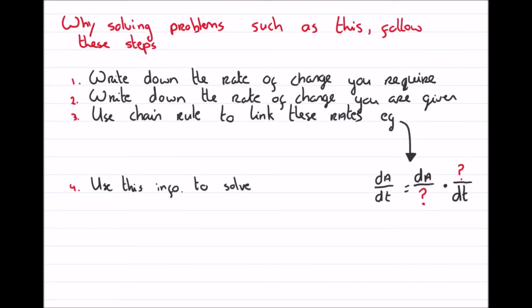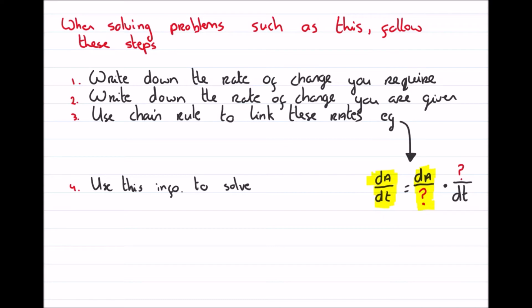When solving problems such as this, follow these steps. Write down the rate of change I require. Let's say I want dA/dt, so it will be the area of something over time. Write that down. Then write down the rate of change I'm given. So let's say I was given this one.